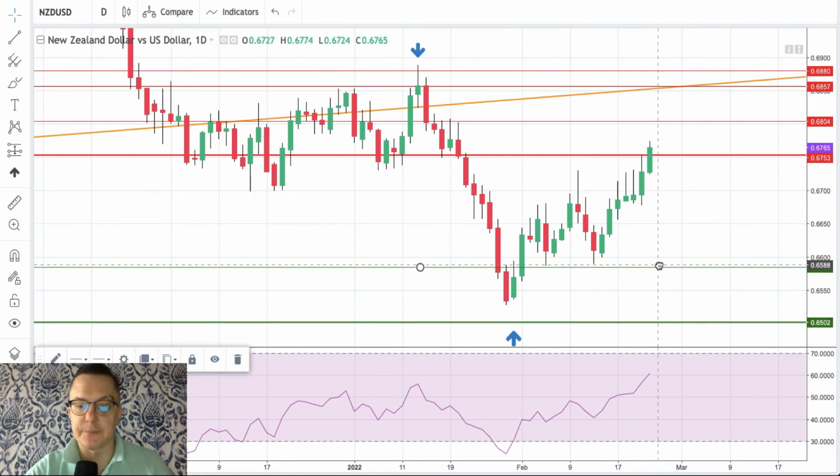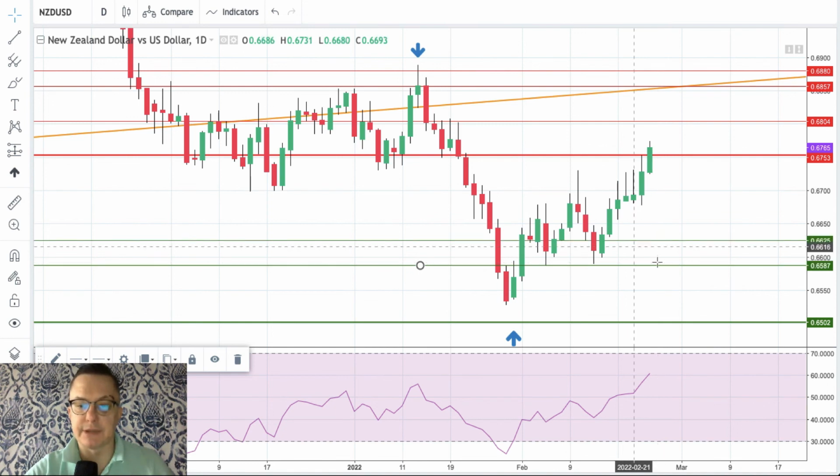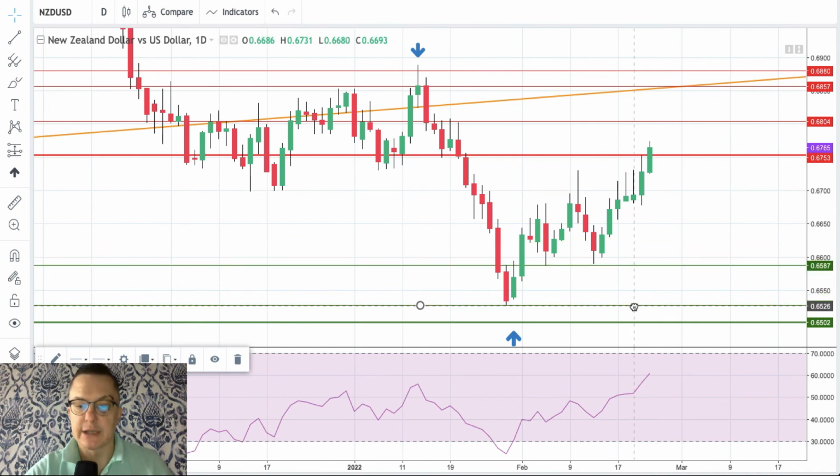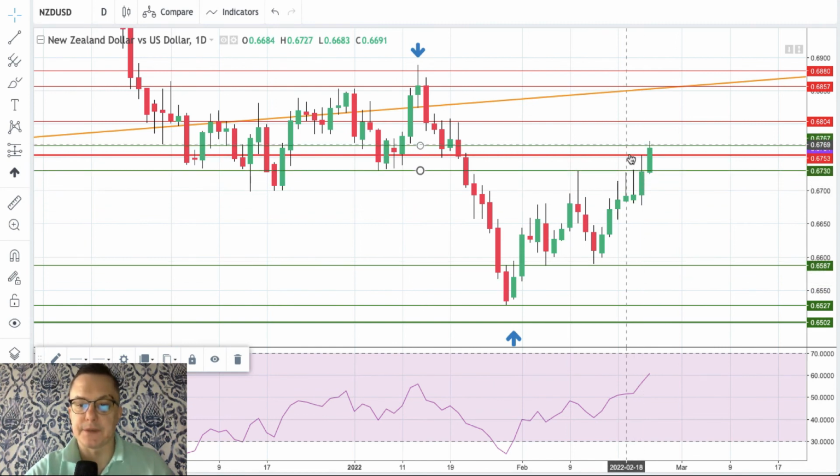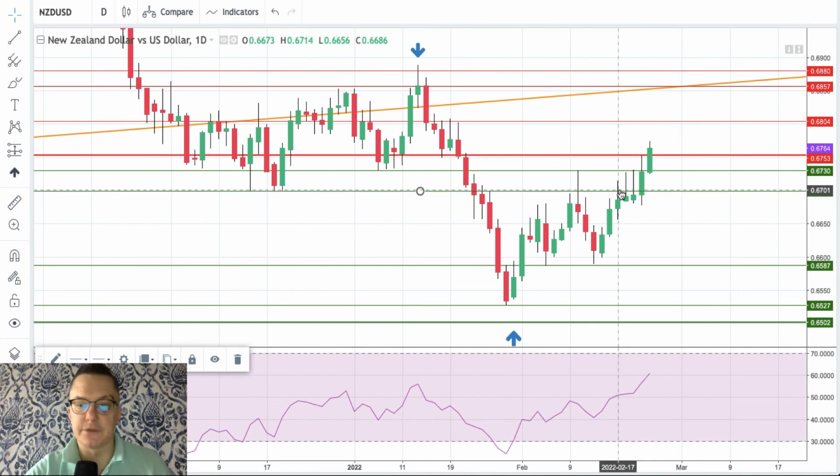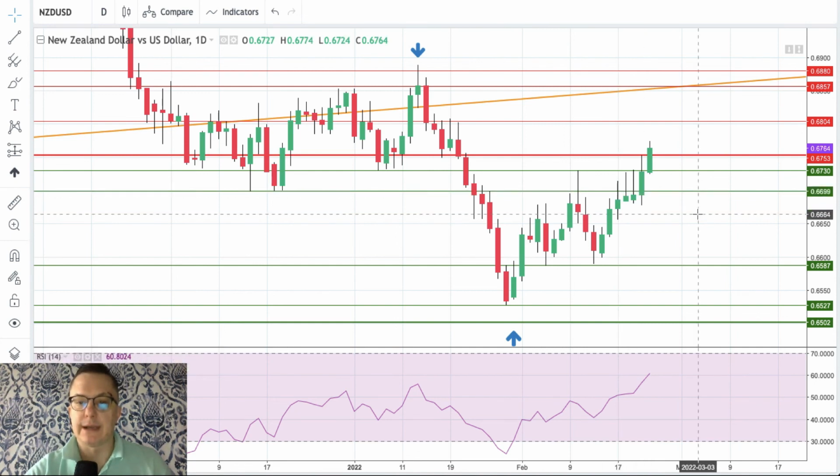Let me just quickly update our chart for the correct levels that are now a must on the New Zealand dollar. As you can see, plenty of new support has been made on the New Zealand dollar.